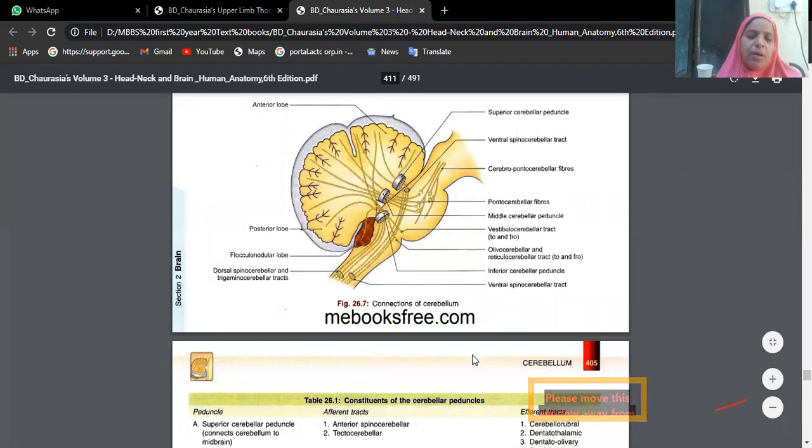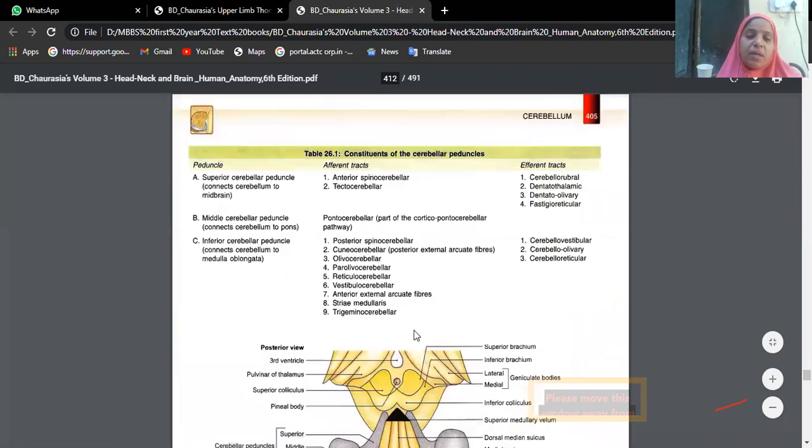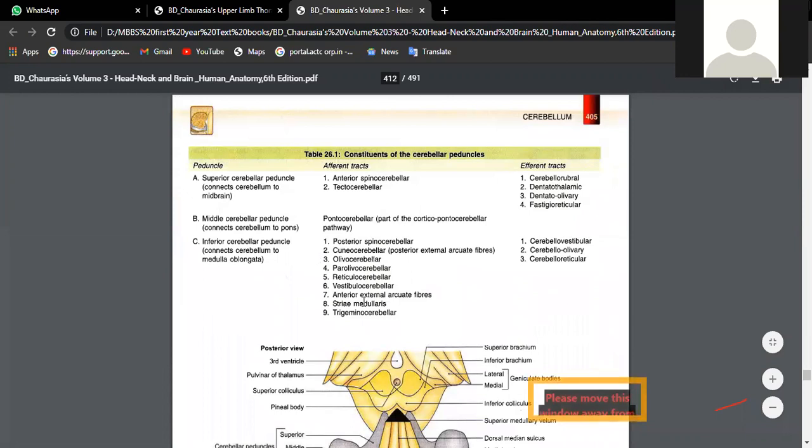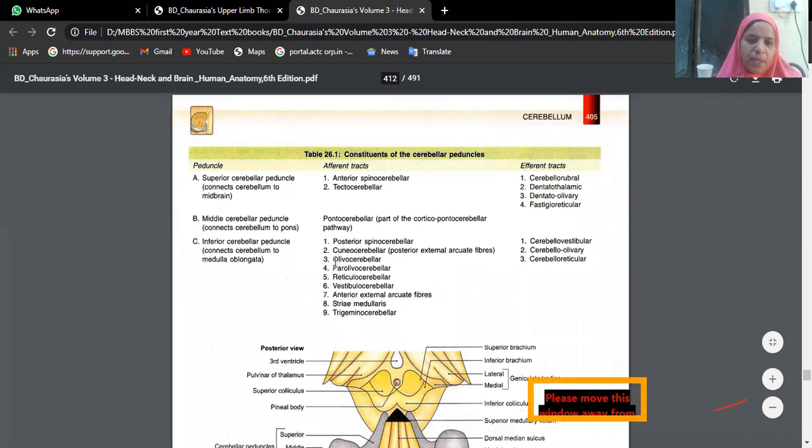Okay. Now, in all these peduncles, you will see, the peduncles is the question. You have to be thorough with this table. I gave you one code. Do you remember? For inferior cerebellar peduncle, I gave you a code. What is that? POP CV star. POP, CV and star. Okay. So afferent tracts are coming from different areas and they come and relay in the cerebellum. Superior cerebellar peduncle, you have anterior spinocerebellar and tectocerebellar. Tectum means midbrain, spino means spinal cord.